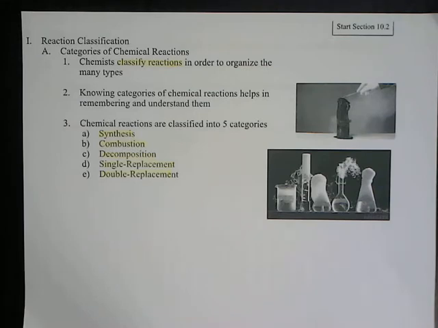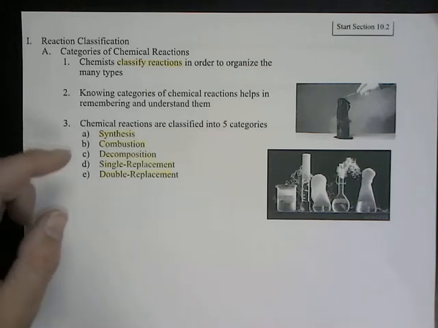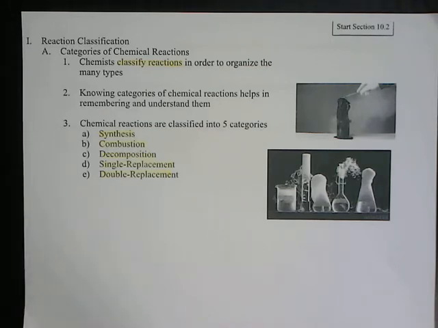So we have many different reactions, several thousand, several millions of reactions that we have to worry about here. What we do is we categorize them to help us identify these chemical reactions. And really what that does is it helps predict our products. So we'll take a look at each of our 5 different types of reactions that we're going to use in this class.